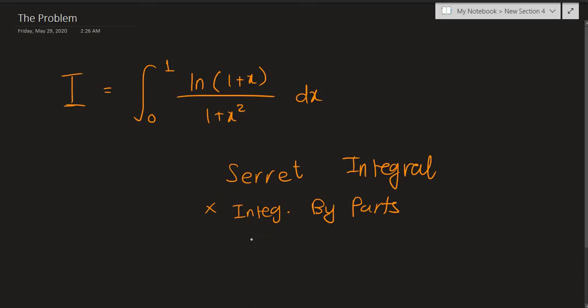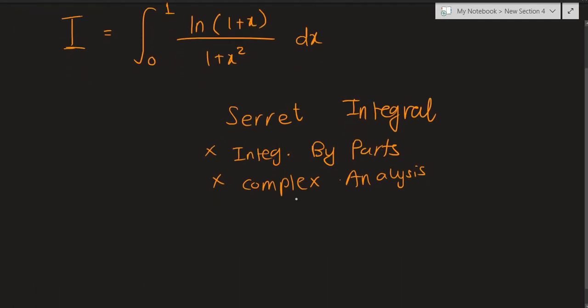And say if you try to do complex analysis, that would instantly fail because look at our upper and lower bounds. There is no infinity, right? This is not an improper integral. Complex analysis is excellent for improper integrals. And well, I don't know about the Laplace transform and the Fourier transform. You can probably try evaluating this integral on your own using that.